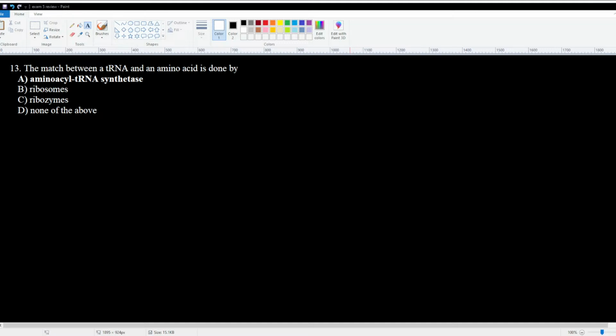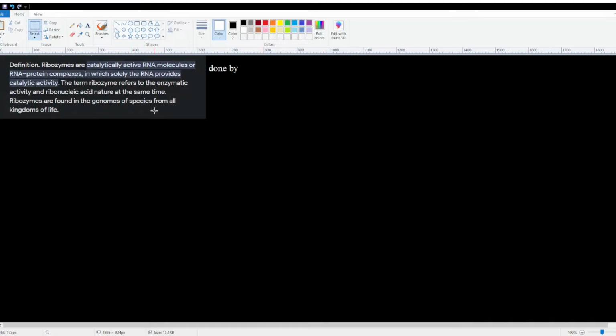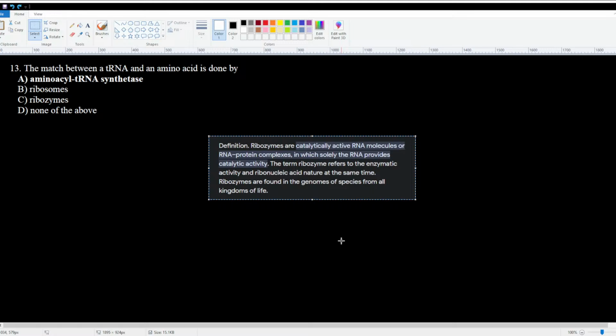So, for this question, I'm going to be honest with you guys. I don't really know what a ribozyme is. So, I'm just going to read it from Google verbatim. This is the definition from Google. Ribozymes are catalytically active RNA molecules or RNA protein complexes in which solely the RNA provides catalytic activity. The term ribozyme refers to the enzymatic activity and the ribonucleic acid nature at the same time.